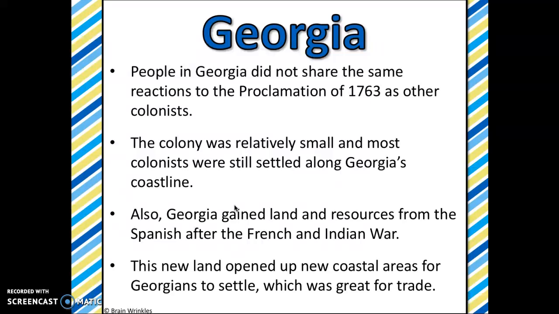Well, some people didn't listen and they decided that they were going to go against the king and move there anyway. Georgia didn't care because they were small and didn't live that way. Next week, we're going to get more into this and we're going to learn some more causes of this great war.